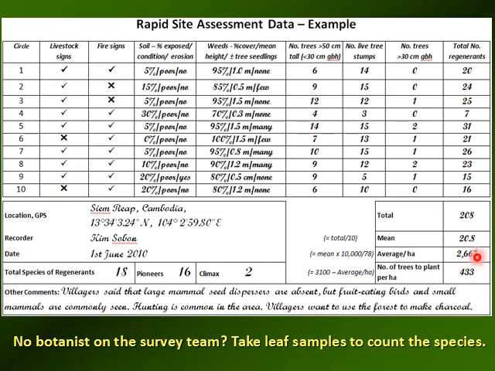2,667 regenerants per hectare, and that means you're aiming for 3,100 regenerants per hectare on average. And so subtract this from this, and you get the number of trees that you're going to have to plant per hectare. Now, you can also look at the numbers of species.